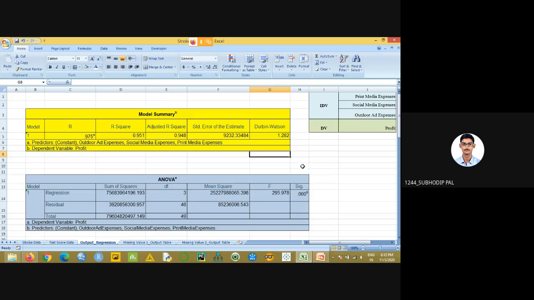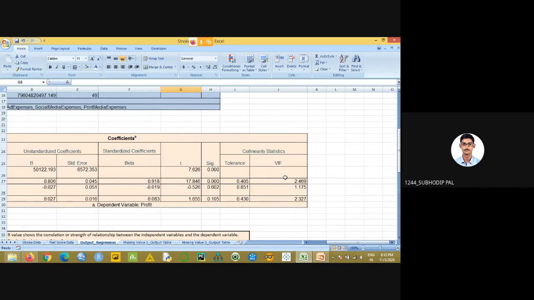So there is one term which is called VIF and tolerance. This is what the collinearity statistic is. You have to calculate this in your exam also. For multiple linear regression, these values will be missing. Either the tolerance value will be missing or the VIF value will be missing. So you have to calculate that. If you want to write the formula, you can write tolerance is equal to 1 by VIF.